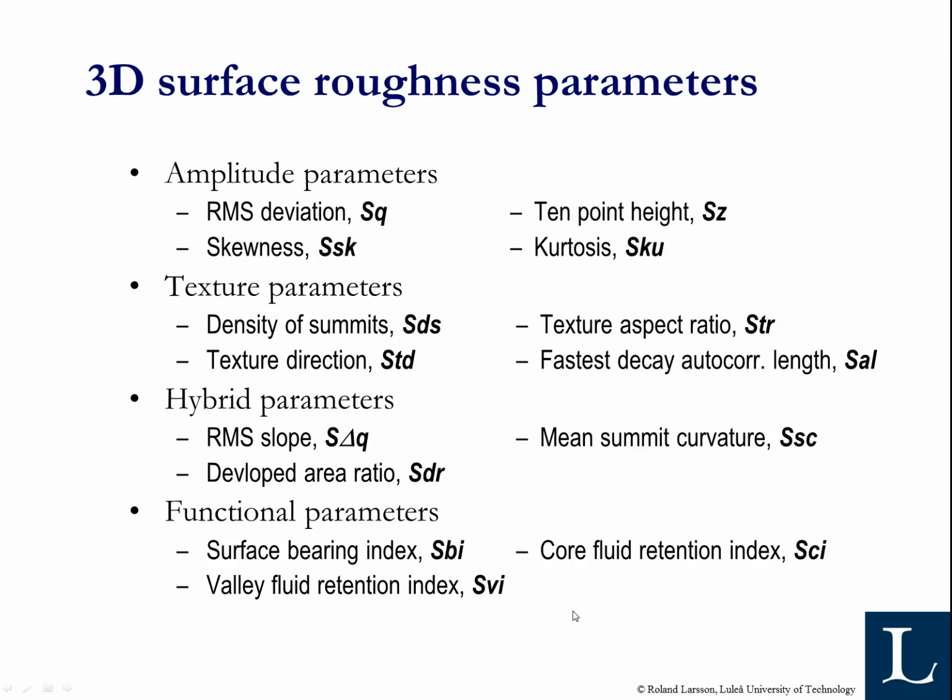The 2D roughness parameters are called R, but you can find the same or the corresponding parameters also for the 3D. They are called S. So you can find the SQ, the SA, the SKU, which is the kurtosis, and S delta Q, which is the slope, but in 3D now. So you can find the same type of parameters also in the 3D world.